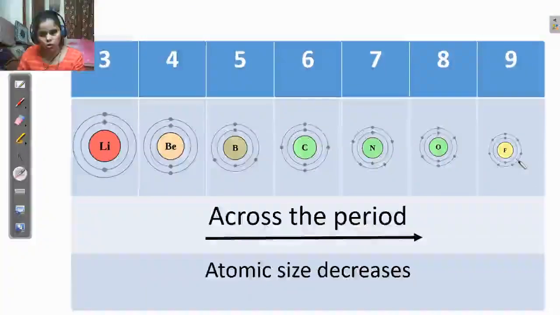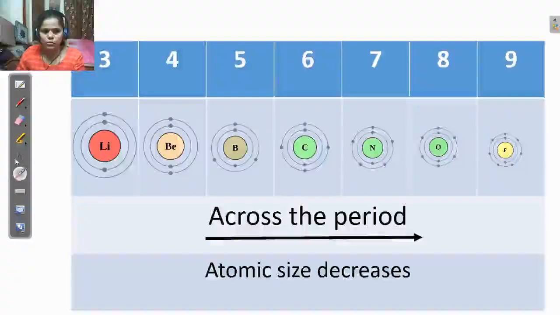You can see in this period the size of the lithium is greatest and the size of the fluorine is small. Understand? Here in the case of beryllium and boron, the total number of electrons in the outermost shell of beryllium is 2, and in the outermost shell of boron is 3. So the total effective force of the nucleus is greater, and that tries to pull the electrons towards itself. That's why the size of the boron is less than the size of the beryllium.